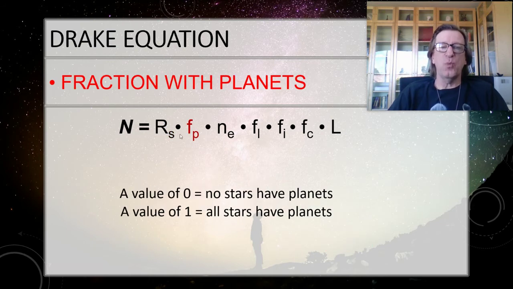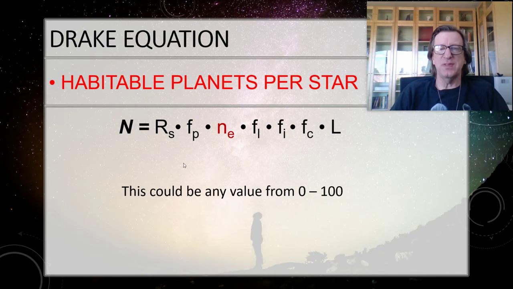FP is what fraction of stars have planets, so what percentage of stars have planets. If you think all stars have planets, then you would, 100% of them, you choose 1. If you think half the stars out there have planets, you choose 0.5. If you choose no stars have planets, including the one that you happen to be standing on, then you choose 0. So pause the video, come up with a fraction between 0 and 1, a decimal. Okay, you got it?